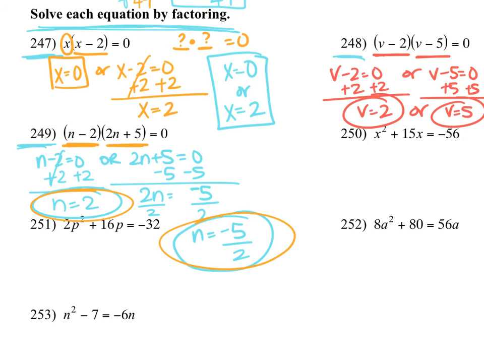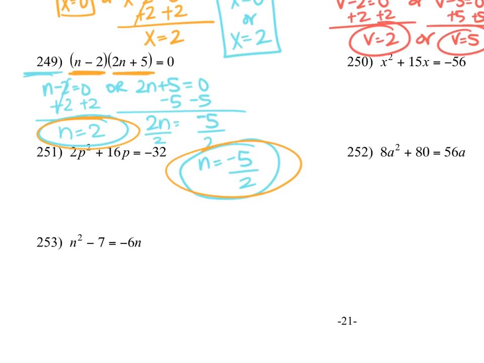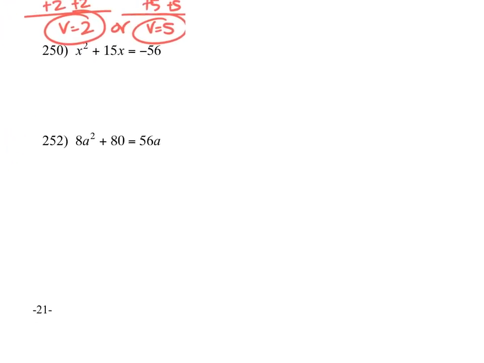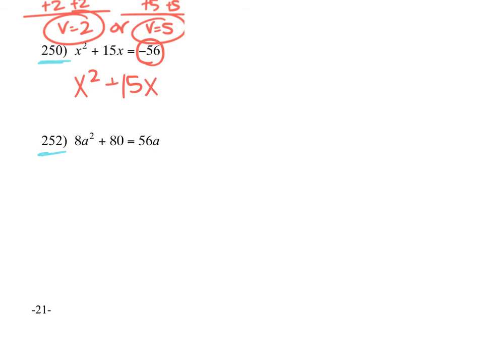Now what happens when it does not equal 0? Well, let's try one that has a little bit more room. So I'm going to go over here because I have two problems. So let's do 250 and 252. So it doesn't equal 0 yet, but I can make it equal to 0. So I'm going to bring my negative 56 to the other side. So really I have x squared plus 15x plus 56, because I brought it over, equals 0.